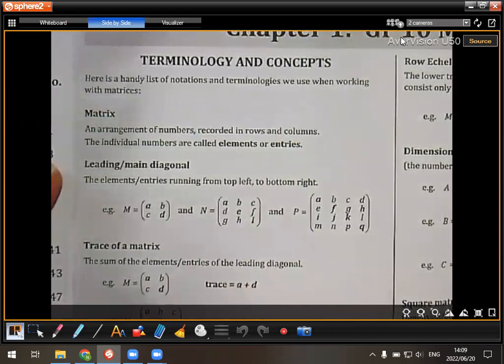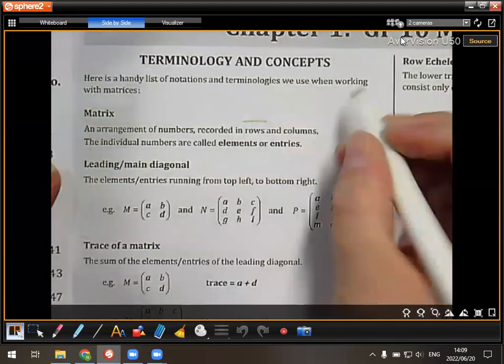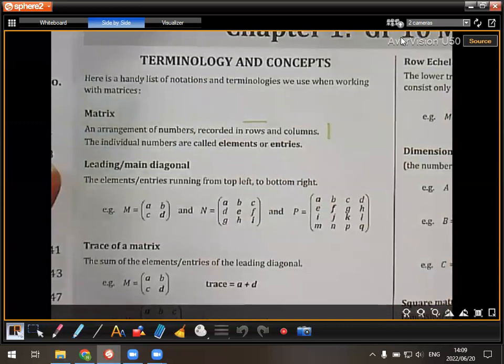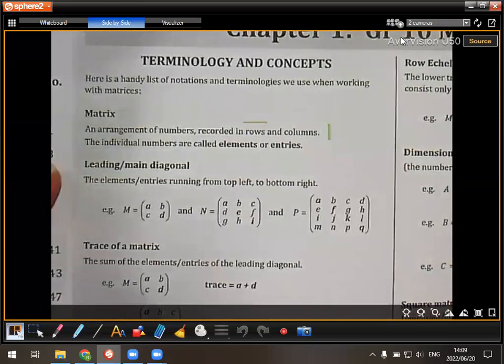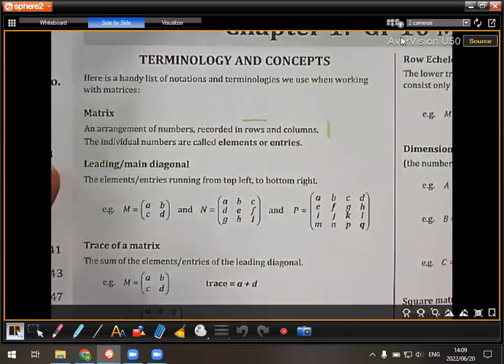I'm not actually sure if they mentioned it here. They didn't. So a row is going across and the column is going down. I think that's just English, right? A row is going across and the column is just going down. But just in case you forget that, that is very important when it comes to matrices. We really need to try and not mix those two up.